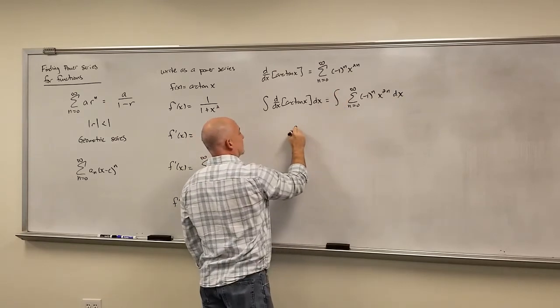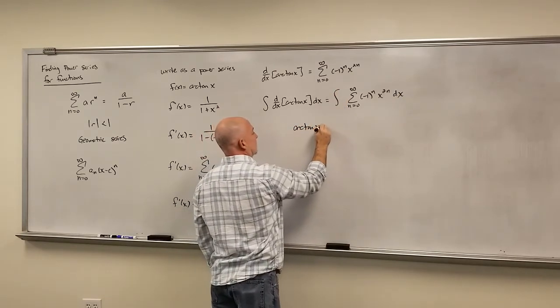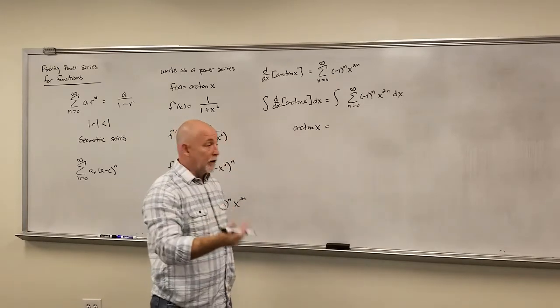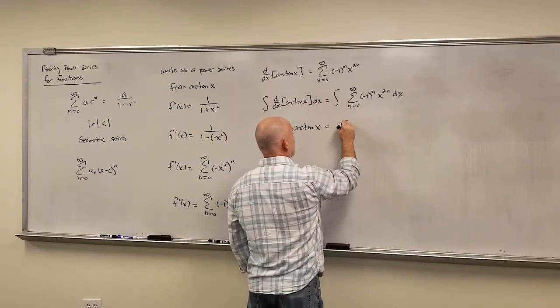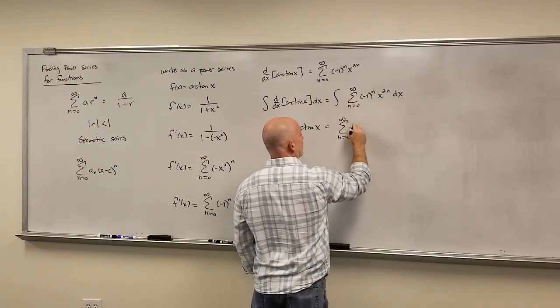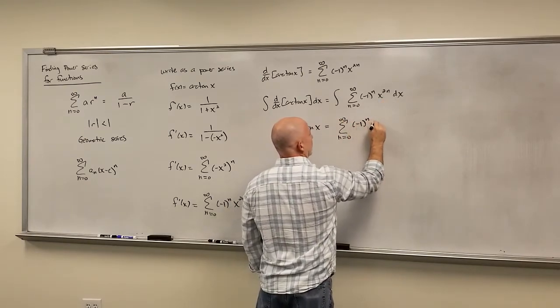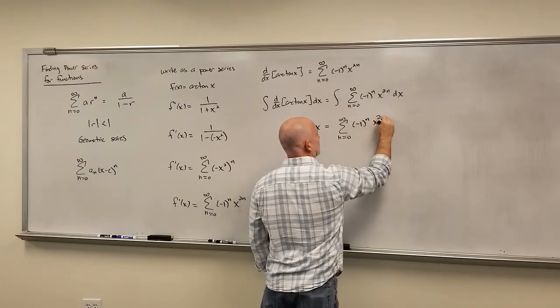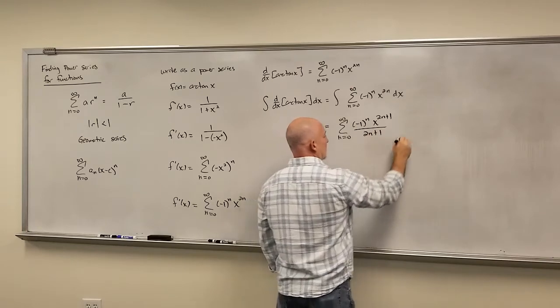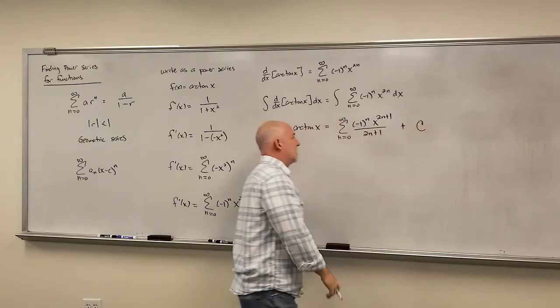Well, this is just the arctangent of x. Over here, remember when we integrate power series, we just do it like we normally would. So this is going to be the sum n equals 0 to infinity. We're going to add 1 to the power, then divide by that power. So if we add 1 to that power, I get 2n plus 1. We divide by 2n plus 1. Now we do get an integration constant out there.